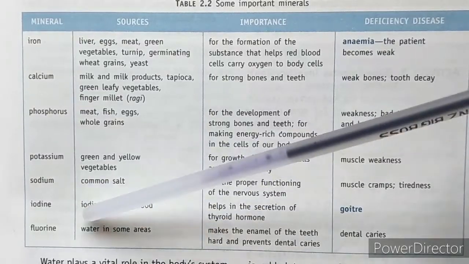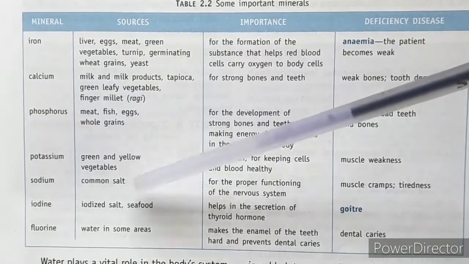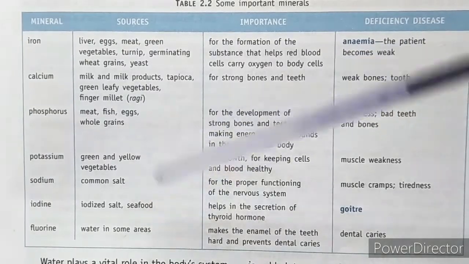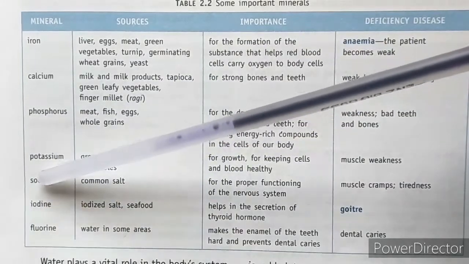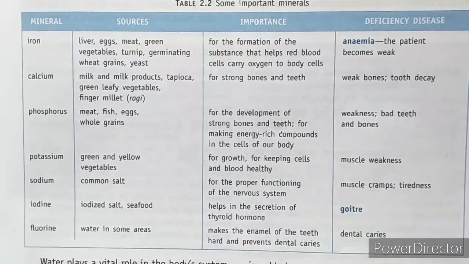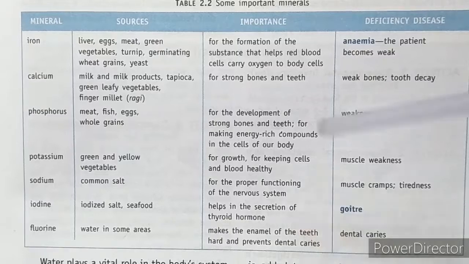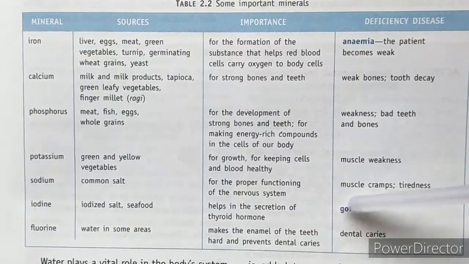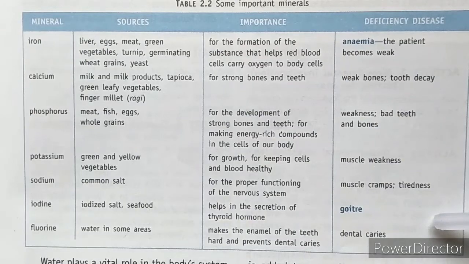Clear? And the next one is sodium. From where can we get this? Common salt. So only common salt is the source from where we can have sodium in our diet. Why is this important? For the proper functioning of the nervous system, and lack of this causes muscle cramps and tiredness. Got it?